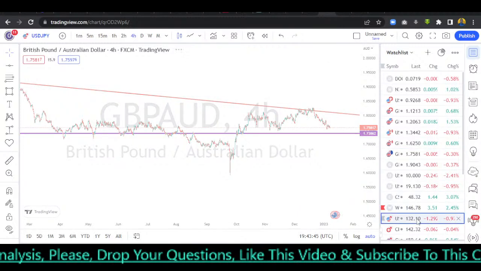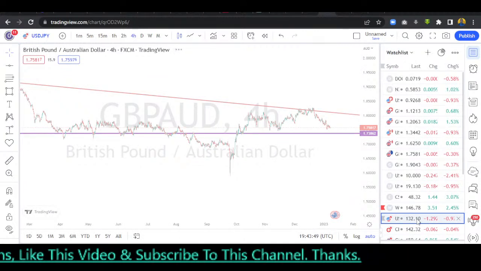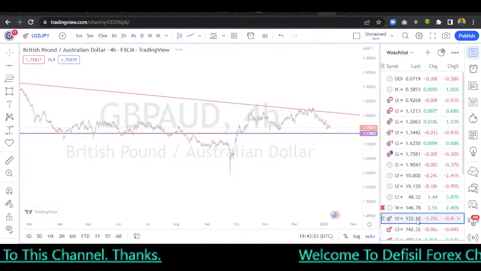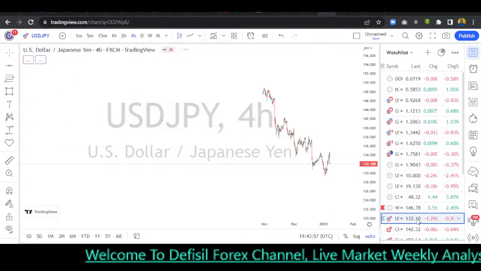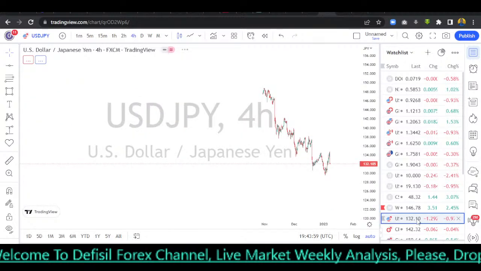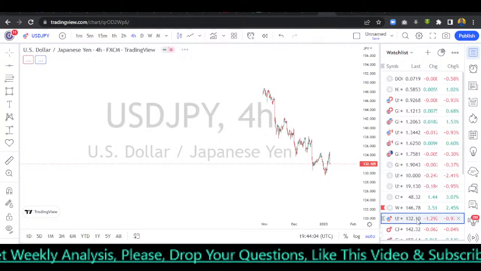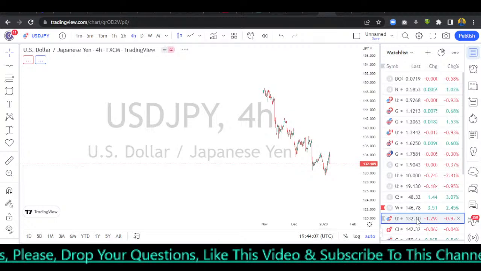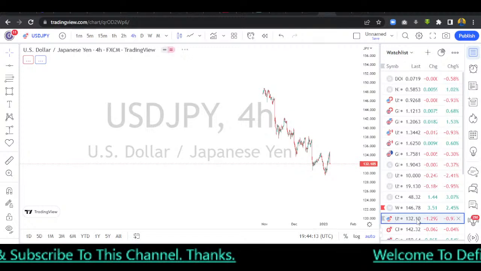Okay, let's see a chart of dollar yen, popularly known as USD JPY. Let's see what's obtainable there. And after that, we look at the pound yen, that's the GBP JPY, after looking at this USD CHF and USD JPY.